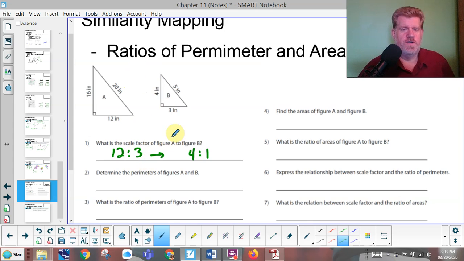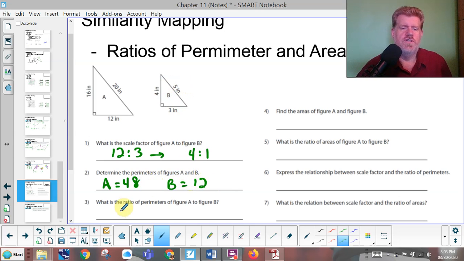Now what are the perimeters of A and B? The perimeter of A would equal, add these up. So we get 20 plus 16 plus 12. So that's 20, 30, 40, 48. And the perimeter of B, add these up, we get 5 plus 4 plus 3. So we get 5, 9, and we get 12.